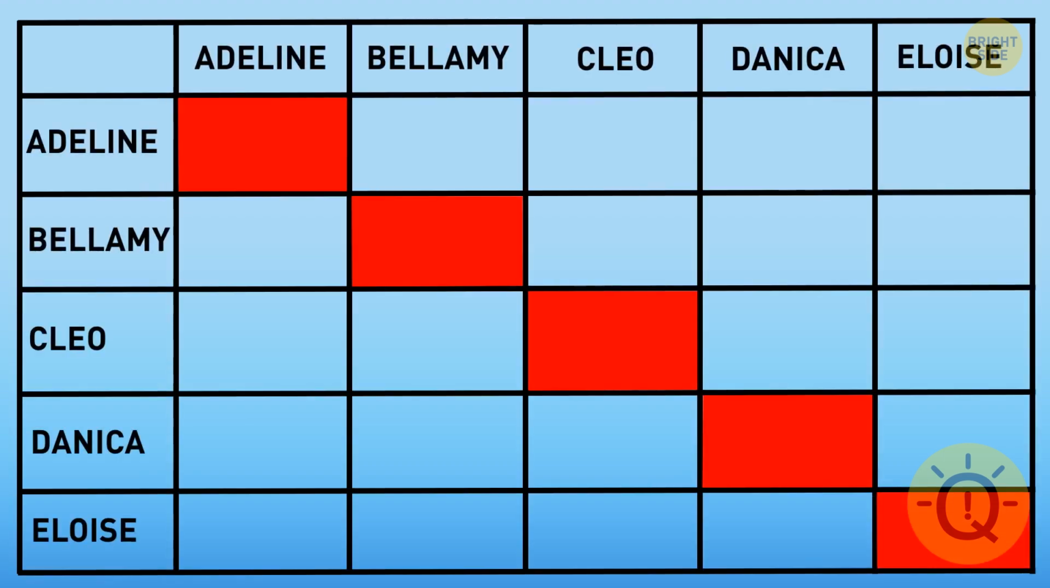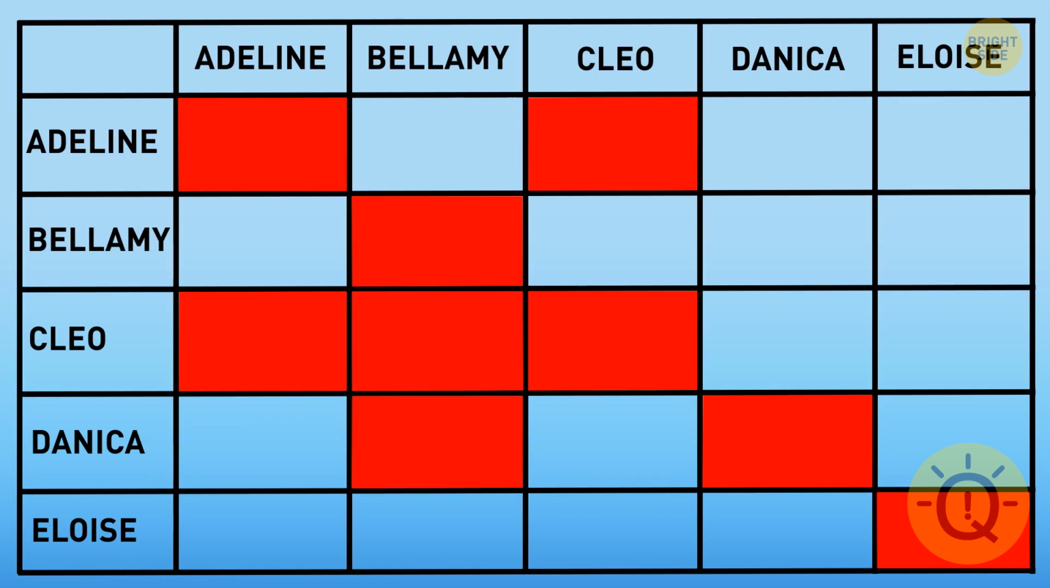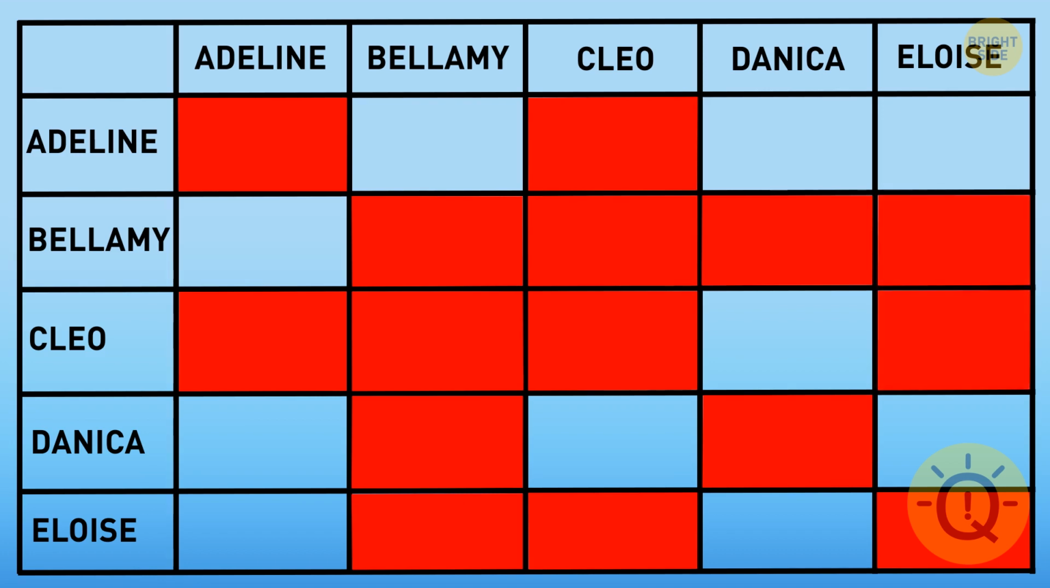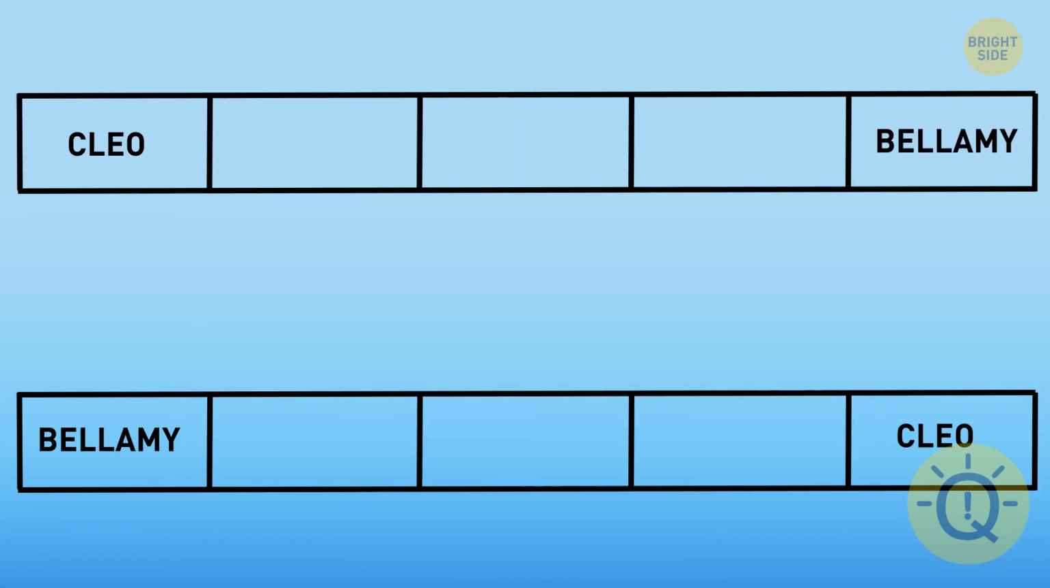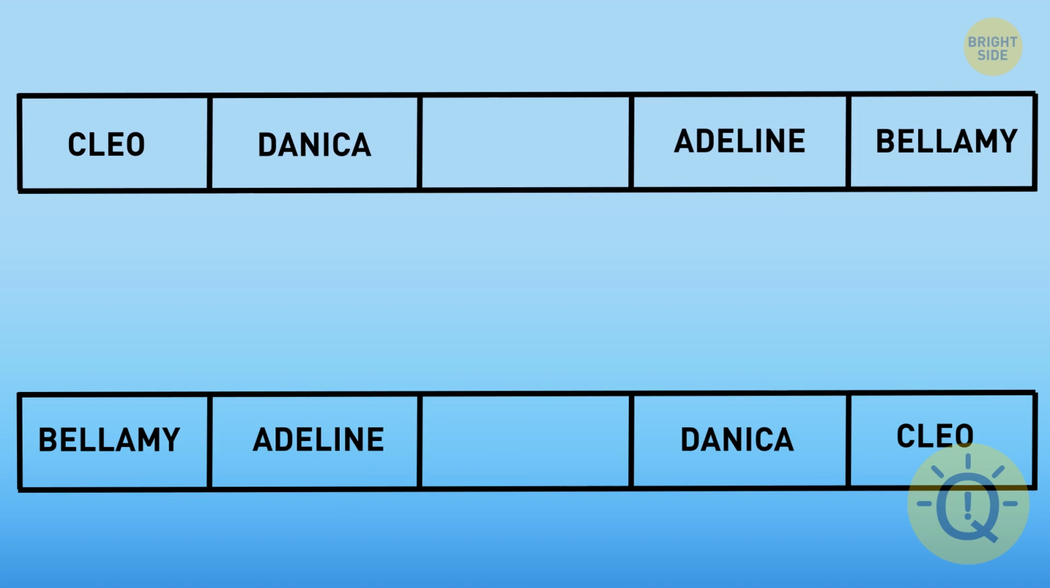Adeline isn't next to Cleo, so we cross them from both columns, from Adeline's and Cleo's. Bellamy isn't next to Danica and Cleo. Danica and Cleo are both not next to Bellamy then. Cleo or Bellamy are not next to Eloise, and Eloise isn't next to them. Now, both Bellamy and Cleo have one neighbor, so they must be on the sides. But we don't know who's on the left and who's on the right. Let's try both. Bellamy's neighbor is Adeline. Cleo's neighbor is Danica. So, in both cases, Eloise is in the middle.